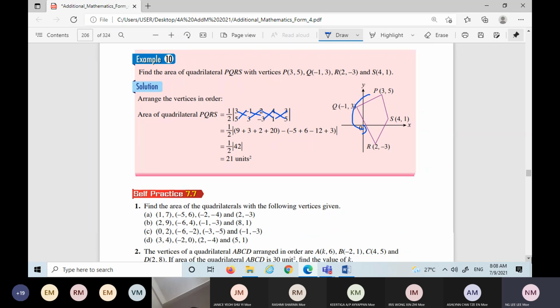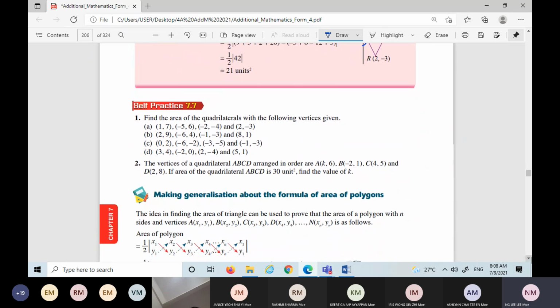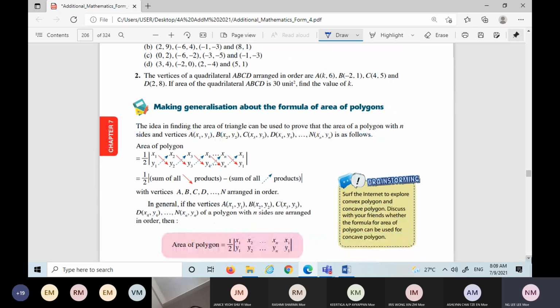Okay, so this is for quadrilaterals. Then we continue some more. Making generalizations about the formula of the area of polygons. Now how many sides? It doesn't matter. Actually it also comes from the area of a triangle and the area of a quadrilateral.